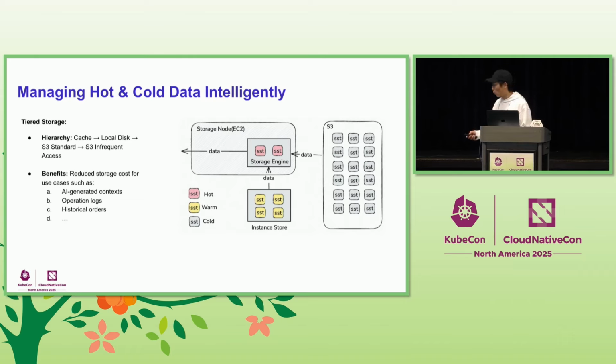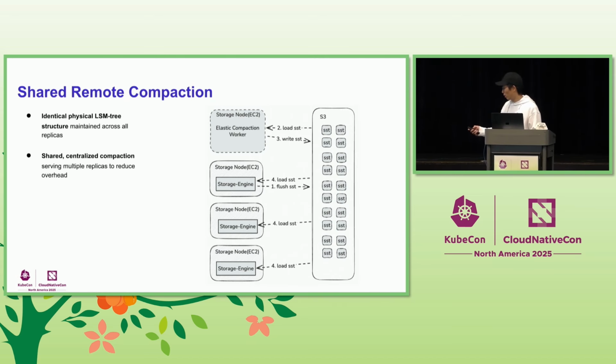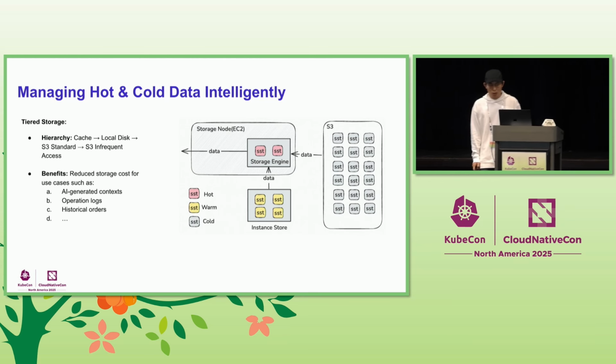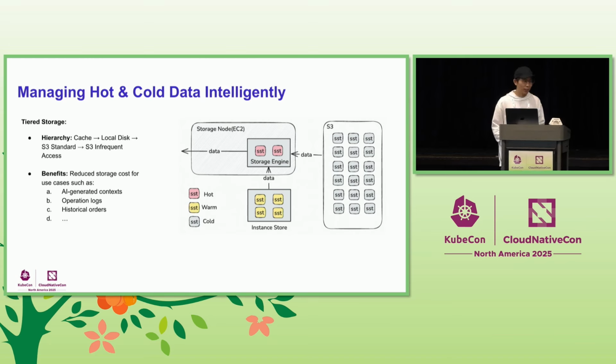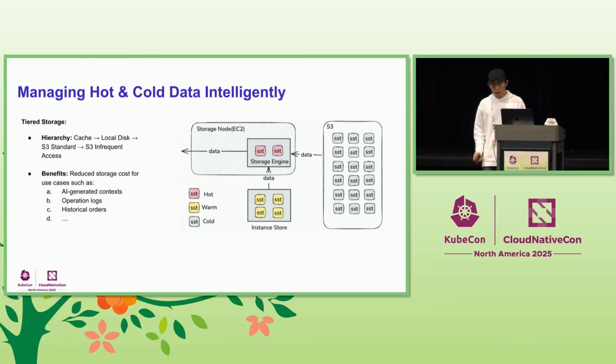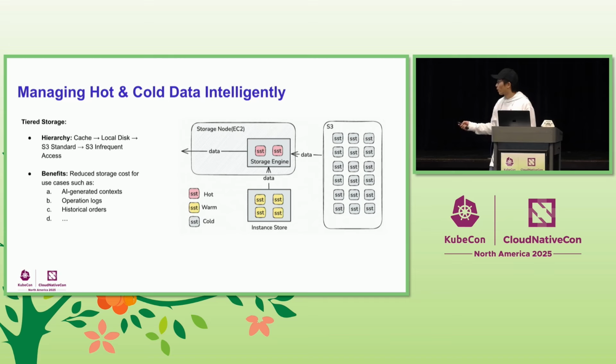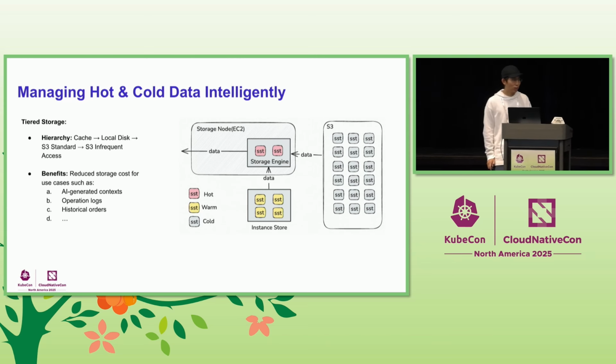So in this case, we can do some statistics on different parts of the data and judge, okay, this is going cold, and we will offload the data to the remote object store and evict it from our storage node. And this will reduce our storage cost by a lot.